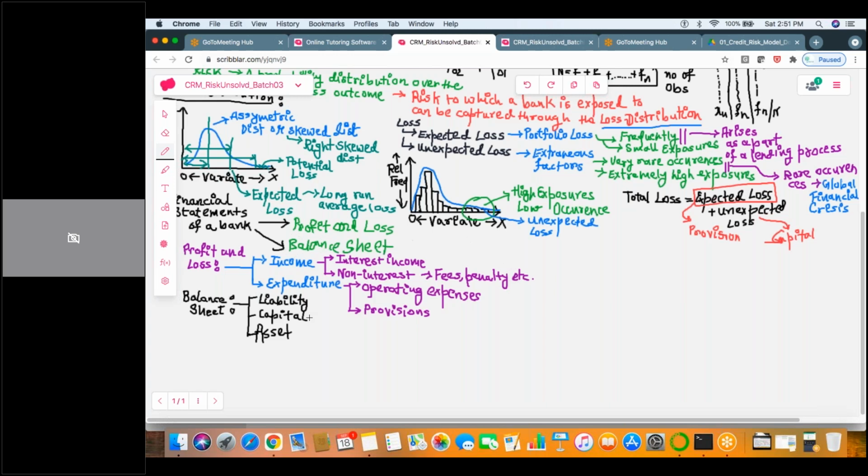So let's try to see what these are. Obviously, an asset is something which adds to the financial stability, and which improves the net worth of the capital, and which improves the net worth of the bank, of the financial institution, right?